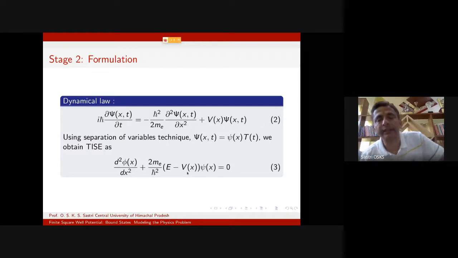Like yesterday we did the infinite well potential. Today we are doing the finite square well. Tomorrow we'll be doing the harmonic oscillator. Day after tomorrow we'll be doing the Morse potential. And then after that we are doing the Woods-Saxon potential. But fundamentally we are solving this equation.